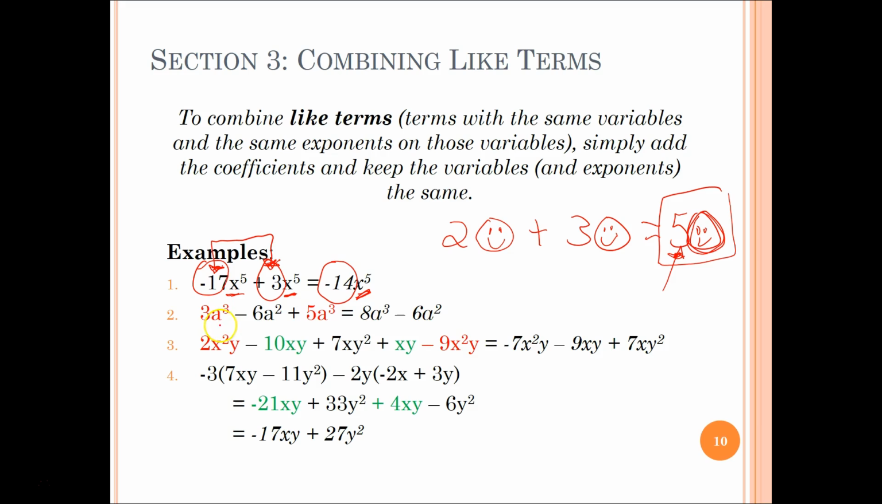So when we have an expression containing like terms, we figure out which ones are like. Notice in this case, 3a cubed and 5a cubed, and we add them together. 3 plus 5 is 8. So that takes care of our a cubes. But we're not done because we still have to subtract this 6a squared. Even though there's nobody to combine with it, it's still a part of this expression, and the expression would be changed if we didn't include it.